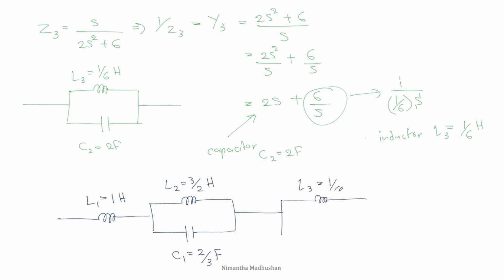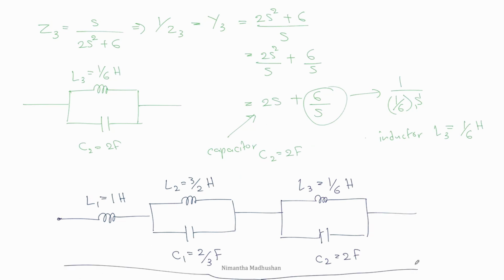L3 is equal to 1 over 6 Henry inductor, and C2 is a 2 farad capacitor. Now this is the final circuit diagram of the given impedance function. We can obtain the ZLC from these two points.